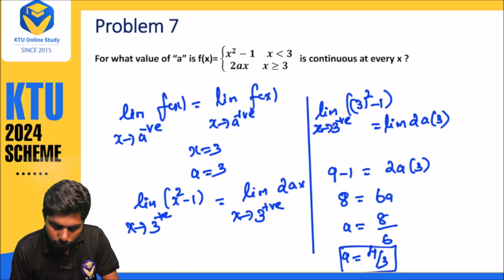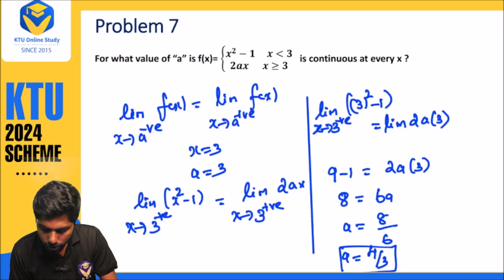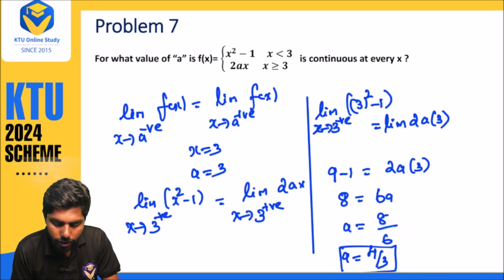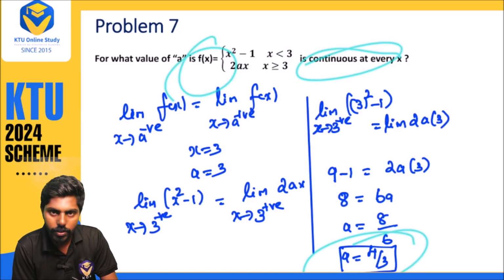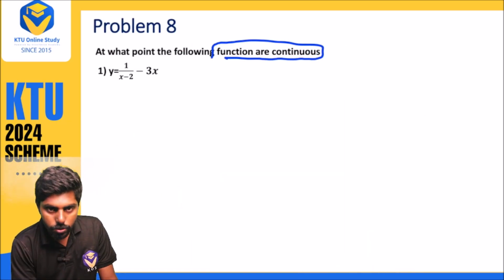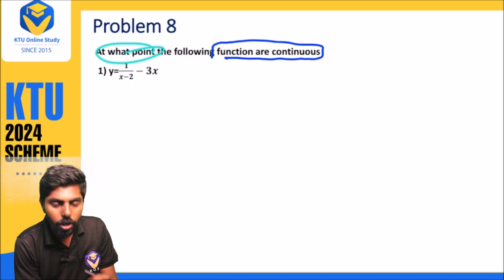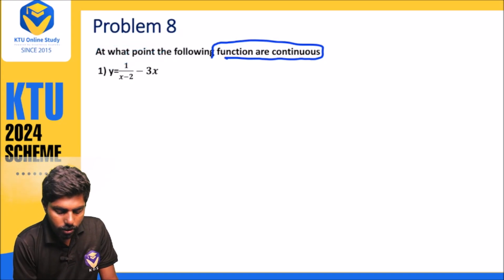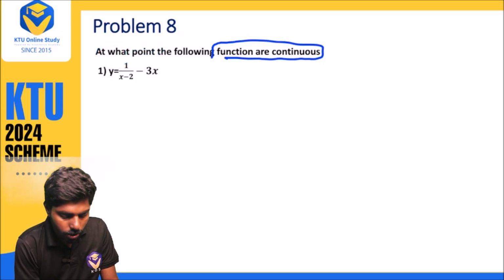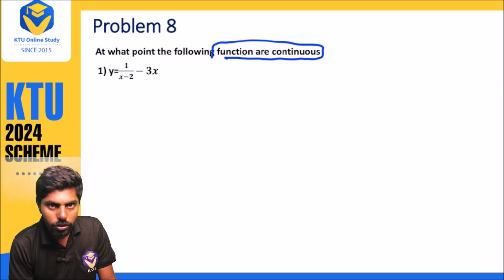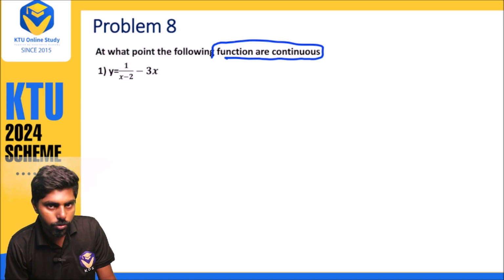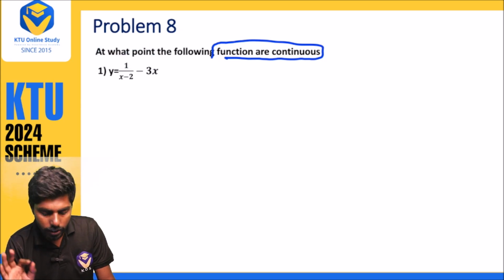So when a equal to 4 by 3, our f of x is continuous at every x. Okay. What is the question they are asking? They are asking at what point the function is continuous. That means you want to say which point it is continuous and which point it is not continuous.